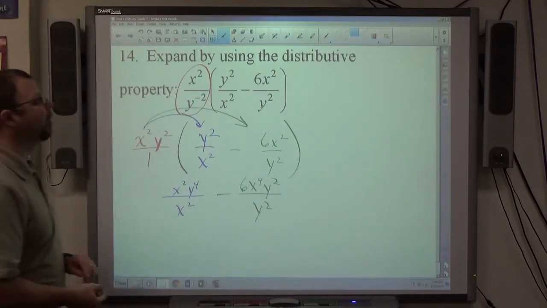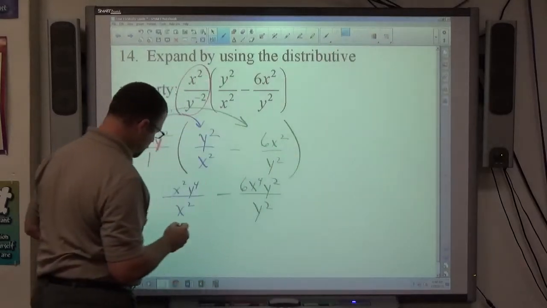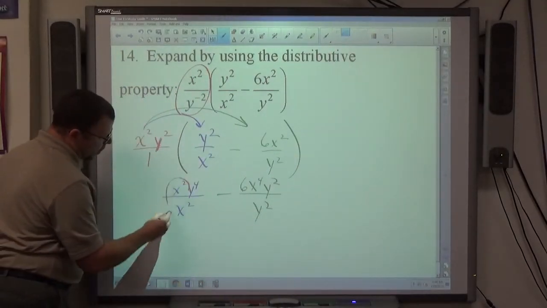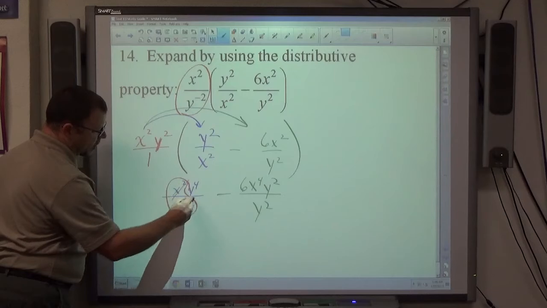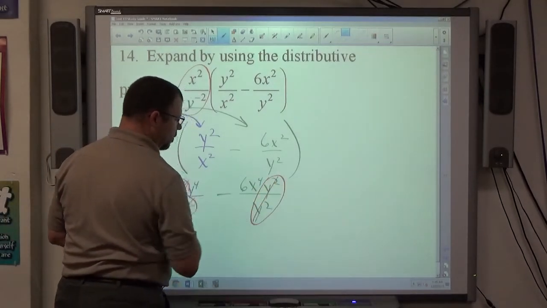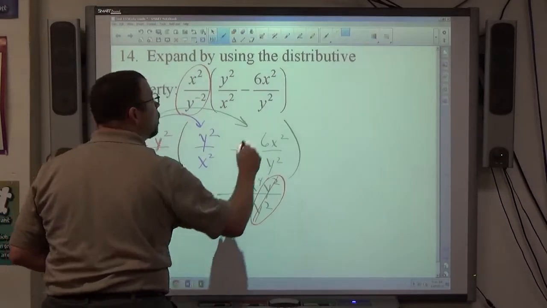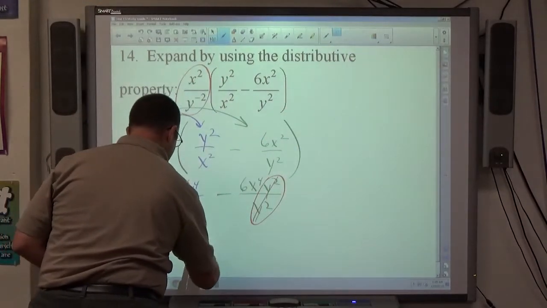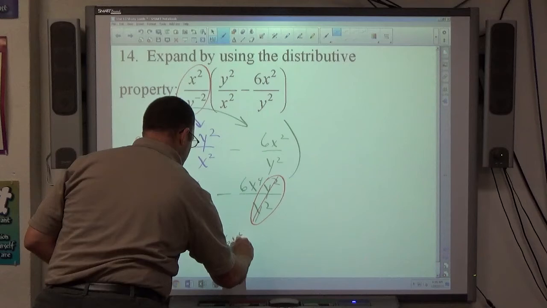Once you've multiplied, then you can worry about canceling if possible. In this case, I've got x squared over x squared. Those are exactly the same, so they cancel completely. Here I got y squared over y squared. They're exactly the same, they cancel completely. What I'm left with is y to the fourth minus 6x to the fourth.